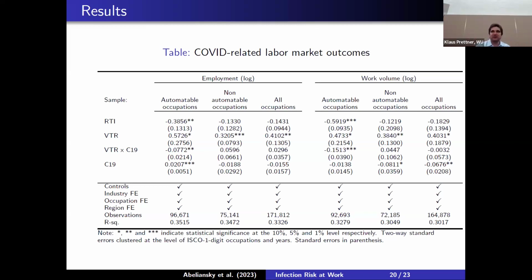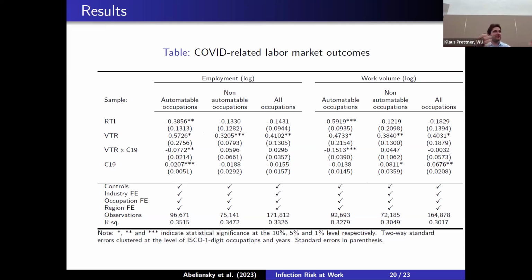And these people would not show up in the employment statistics, because they still count as employed, but in the work volume statistics, because their work volume goes down, right? So if our story should be credible, then we should actually see stronger effects for work volume than for employment itself. And if we do this, then this is exactly what we observe here. So this interaction term of the viral transmission risk and the COVID-19 dummy variable doubles in size, absolutely. So the effect becomes twice as large when we look at work volume than employment.